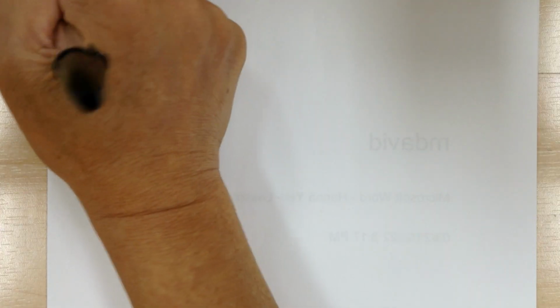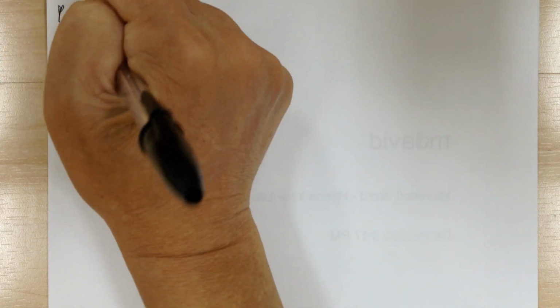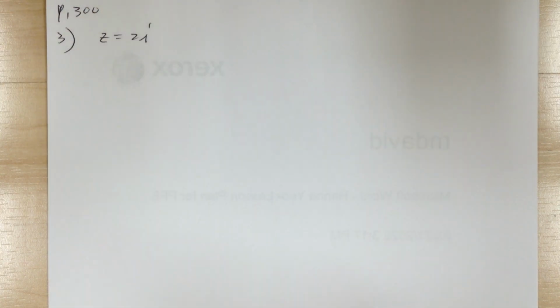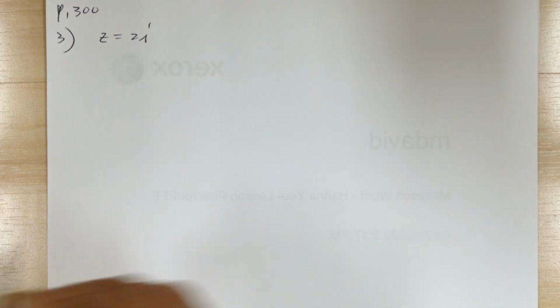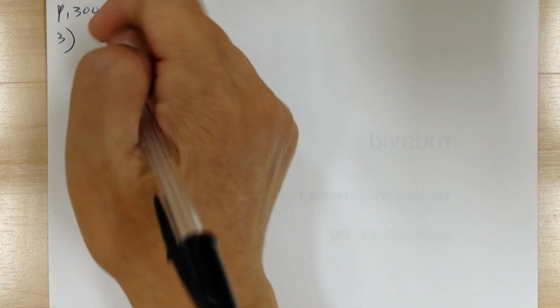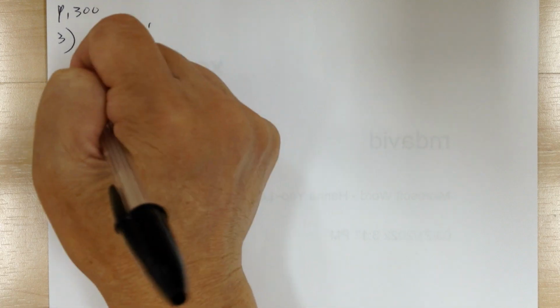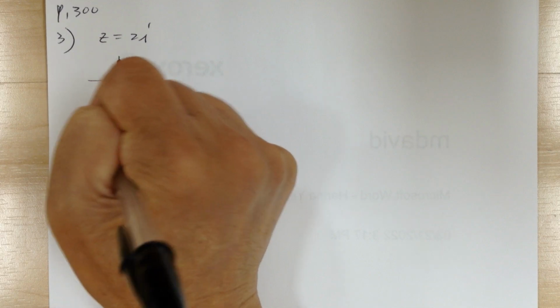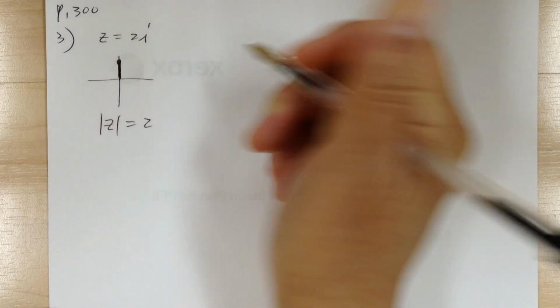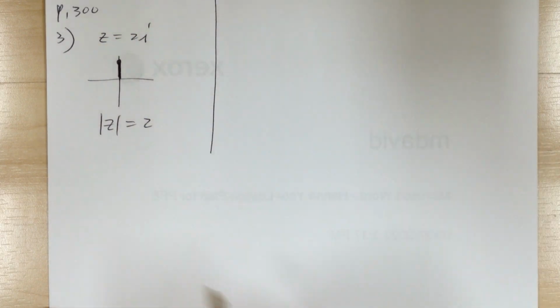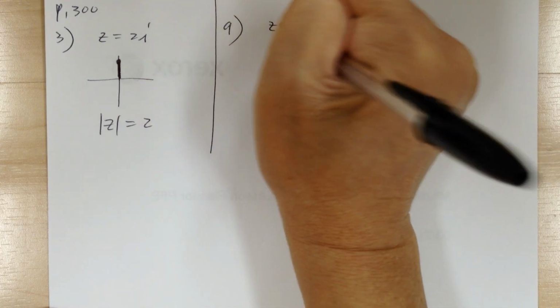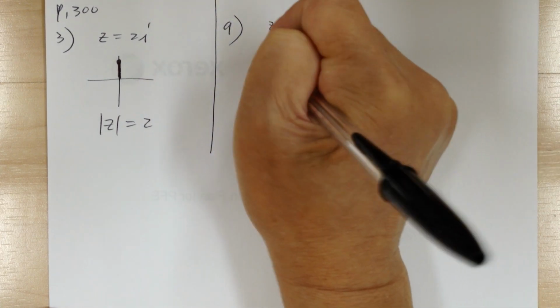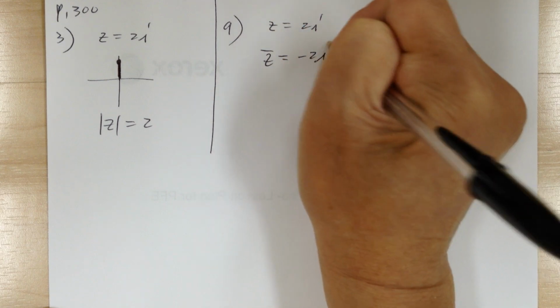Okay, let's go to the next one. Number 3, you have z equal to 2i. So again, if you sketch it, well, the absolute value is pretty obvious, right? 2i is going to be right up here. So the absolute value of z equals 2, the length of the hypotenuse. Okay, and number 9, you got z equal to 2i. Then the conjugate of z will equal minus 2i.